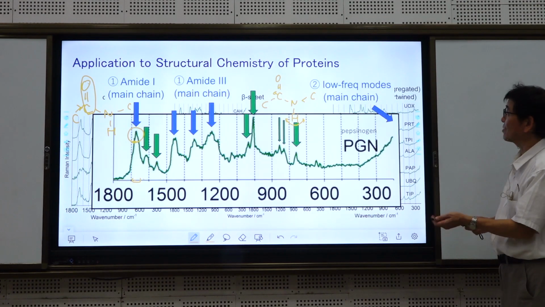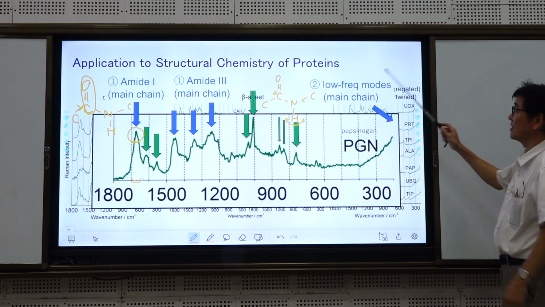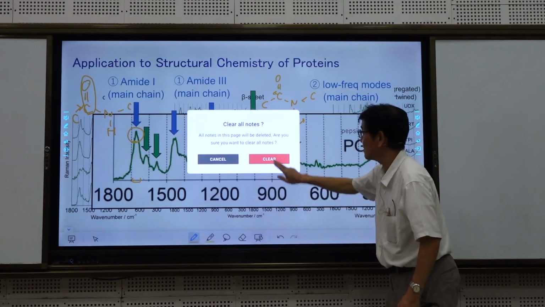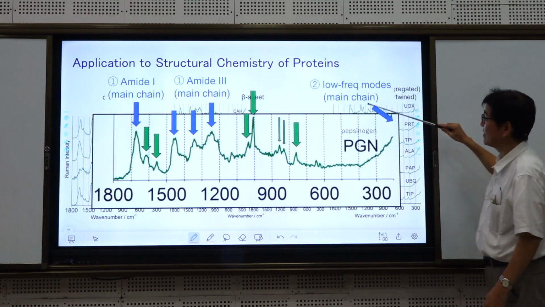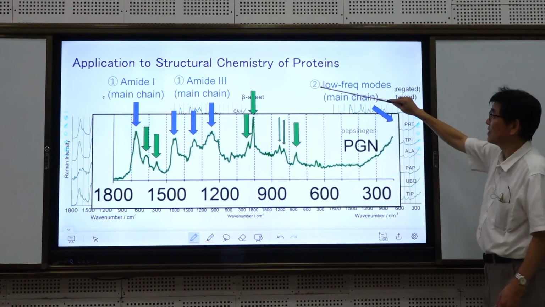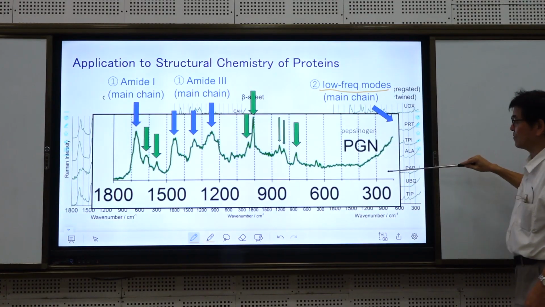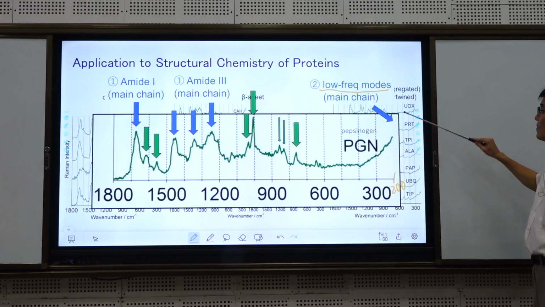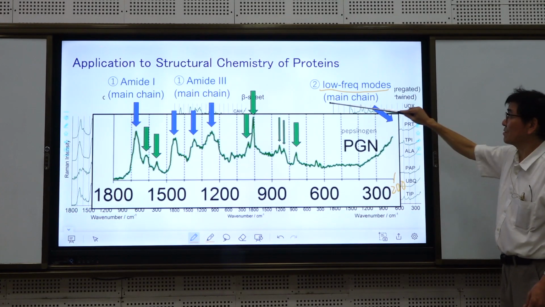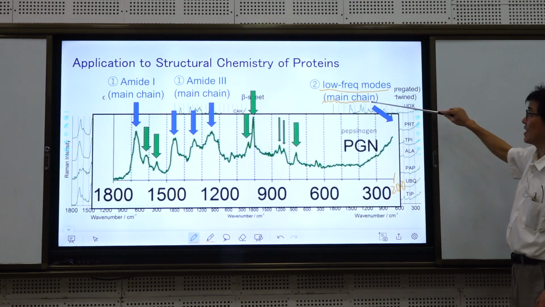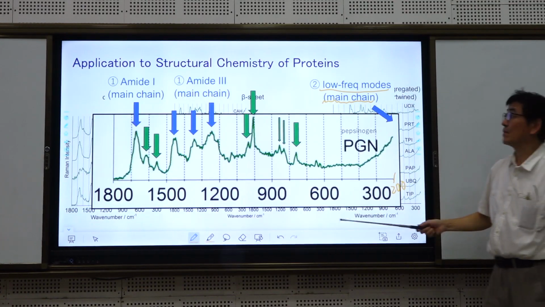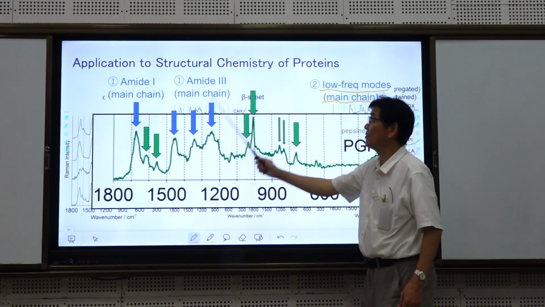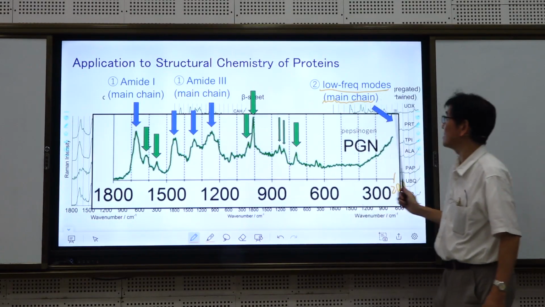Okay. And the second point is also a band that is related to the peptide main chain. So, the low frequency mode that is below 200 wave number. So this region also gives information of the main chain. So analysis of the main chain is possible by focusing on these peaks.